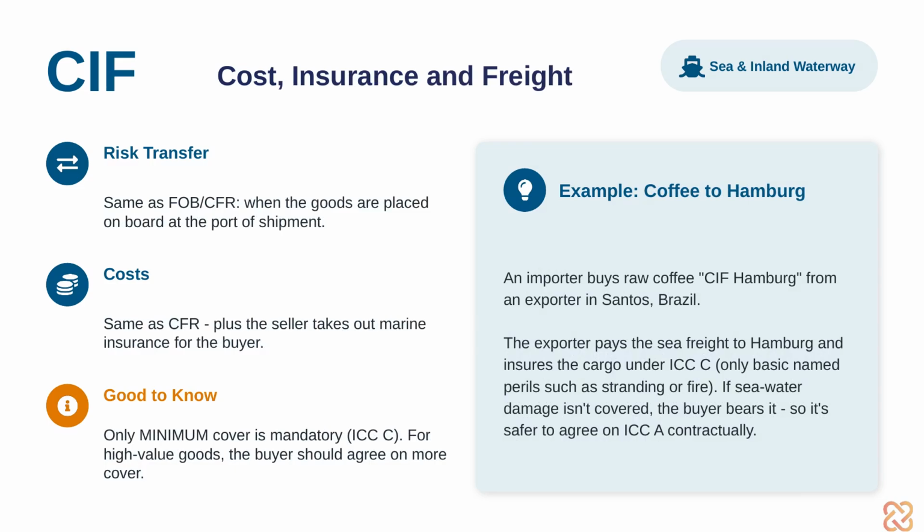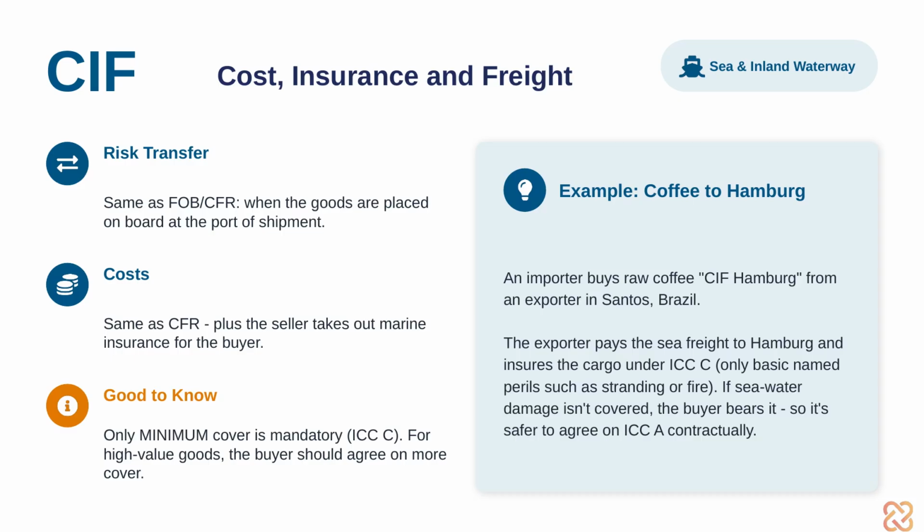CIF, cost, insurance, and freight, is widely used in commodity trading. When it comes to risk, it behaves just like FOB and CFR. Risk passes on placing the goods on board at the port of shipment. The seller additionally takes out marine insurance in the buyer's favor. Important, and unlike CIP, under CIF, only minimum cover is mandatory. This usually means cover under the Institute Cargo Clauses C.